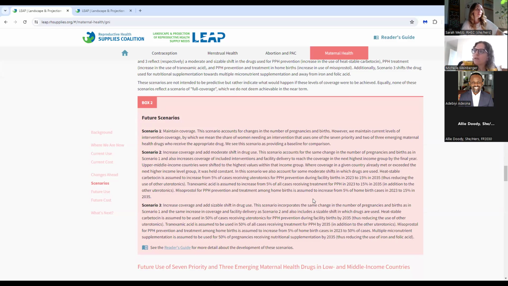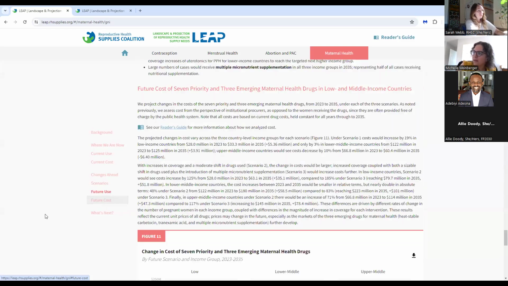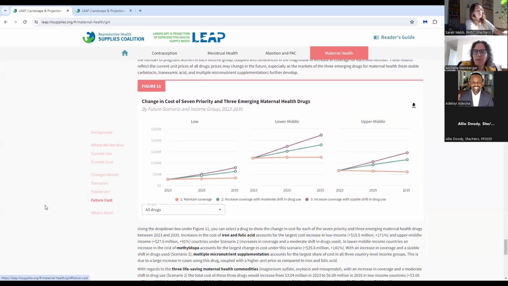And then in scenario 3, we have that same change in coverage, but build in a more sizable change in drug use. And so this is where we play with these levers around these emerging drugs, to look at what if they played a much bigger role in the future? What would the implications be for the costs? I'm going to jump to the costs because I think those are the most interesting and useful results for this.